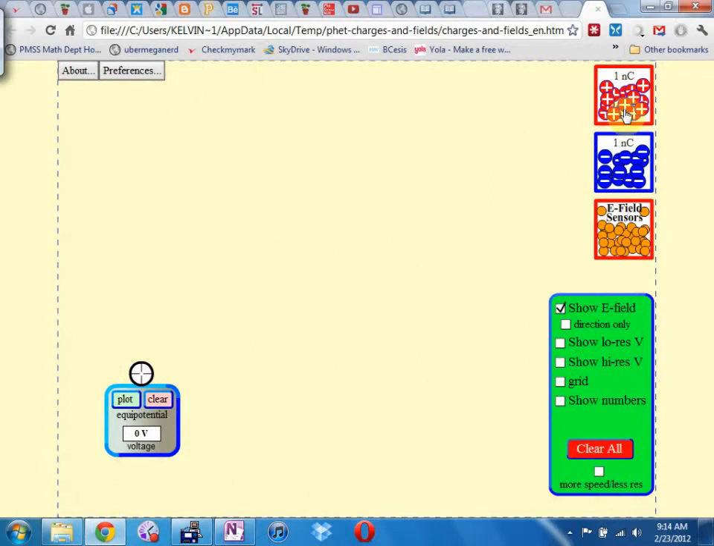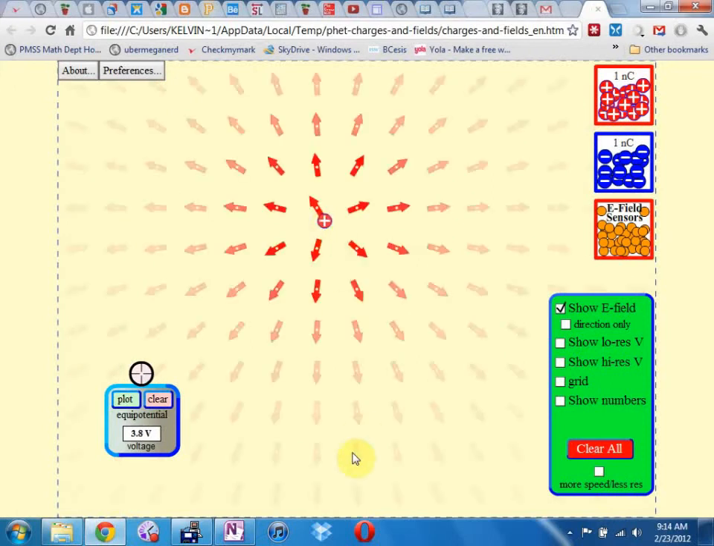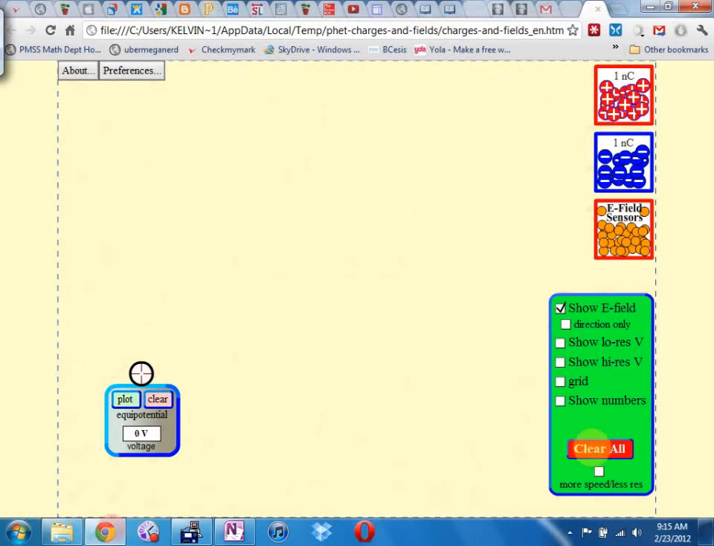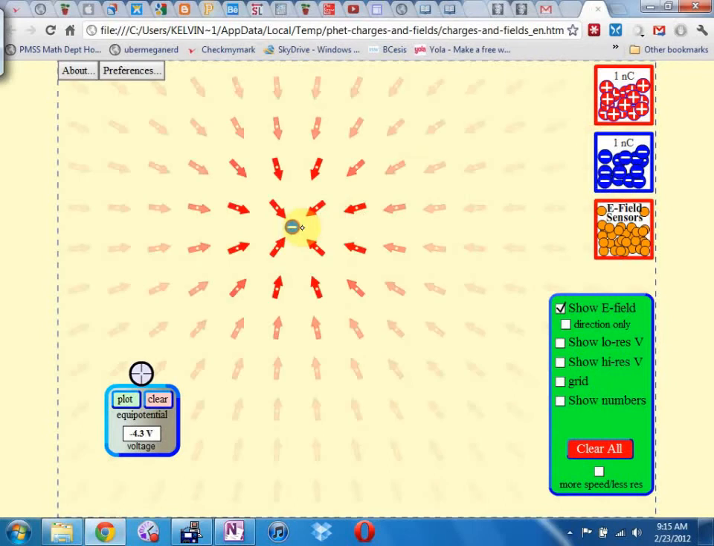There's the electric field. Which way would a positive charge right there want to move if it could? Away from this positive charge. That's why that arrow points away from it. Which way would a positive charge right here want to move if it could? Towards the negative charge. That's why the electric field points towards the negative charge.